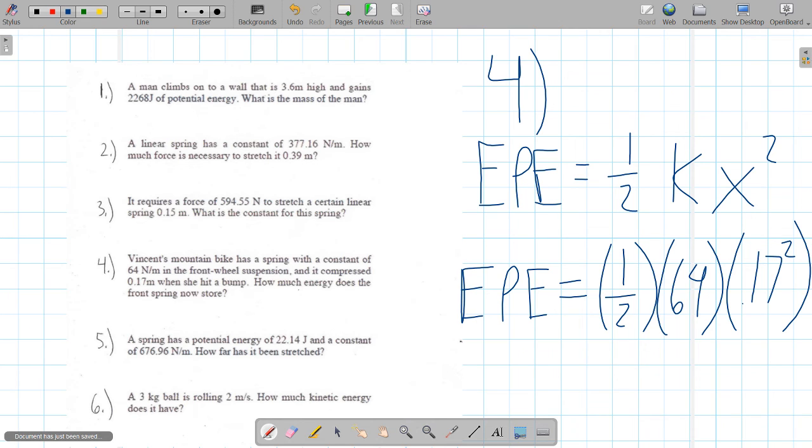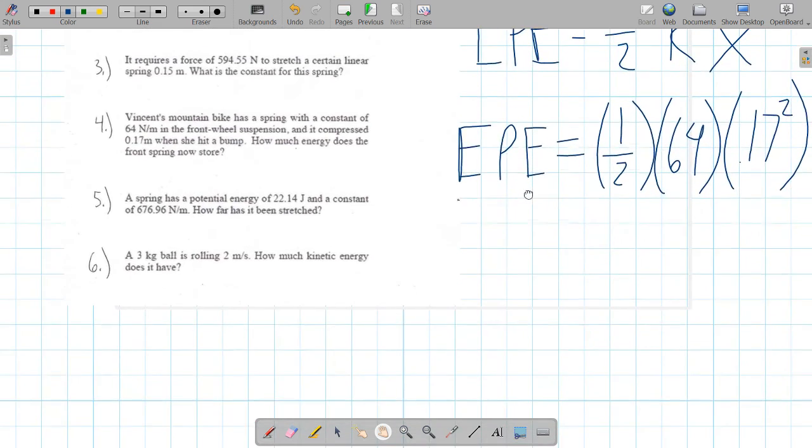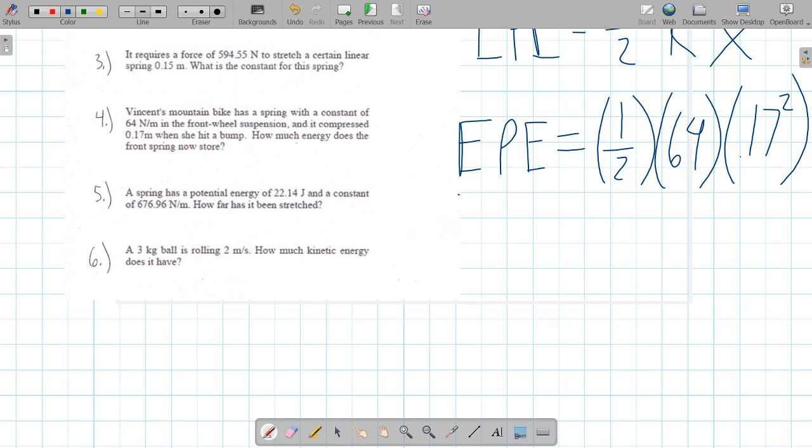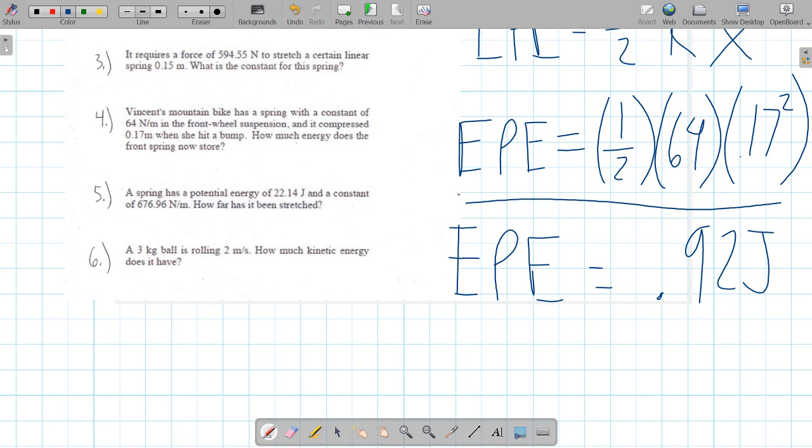If you put it in your calculator and multiply all those terms together, your final result for your elastic potential energy should be 0.92 joules. Again, as you're solving for energy, be sure to put your units in joules.